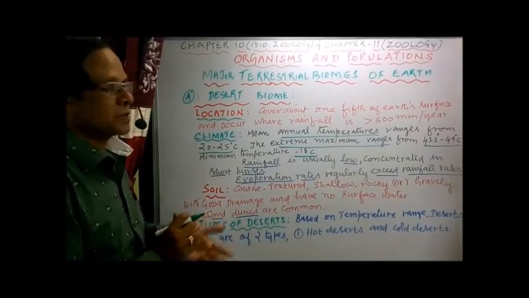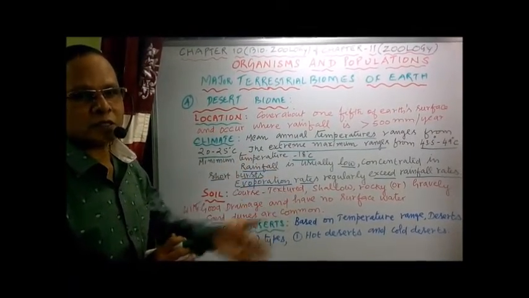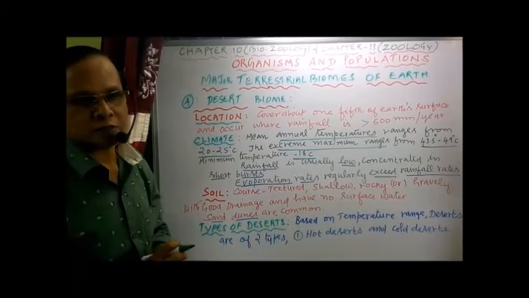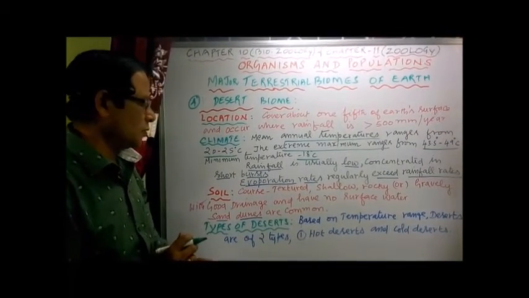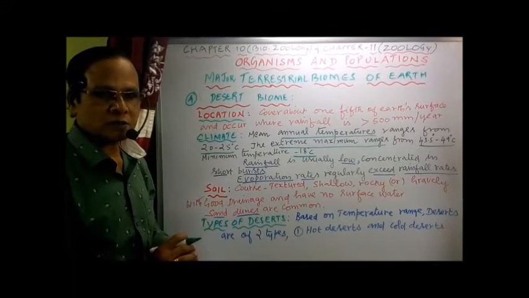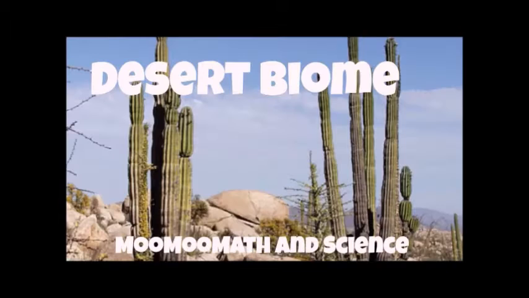Now what are the types of deserts? Based on the temperature ranges, we have two types of deserts: the hot deserts, and the cold deserts, the second one. Now we can see what is a hot desert and what is a cold desert.